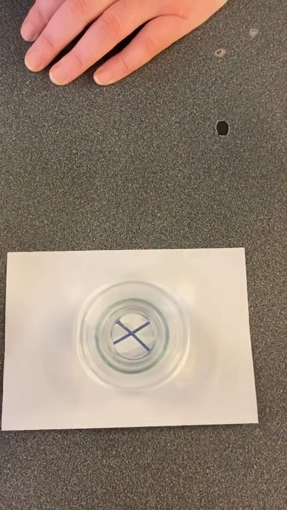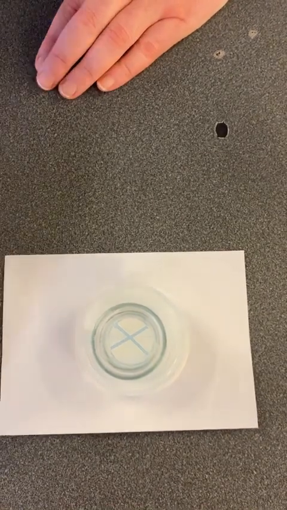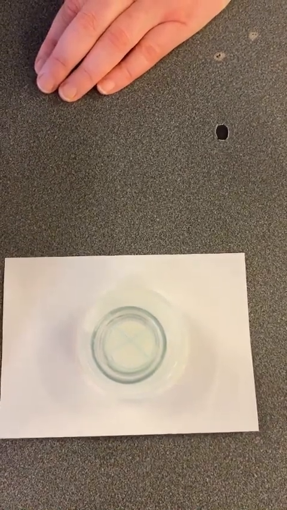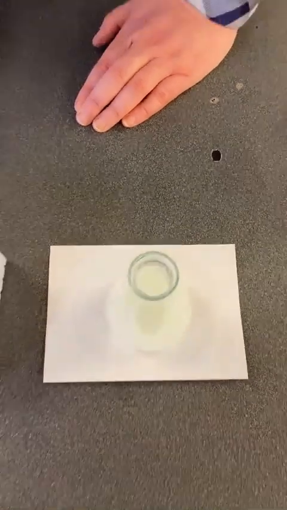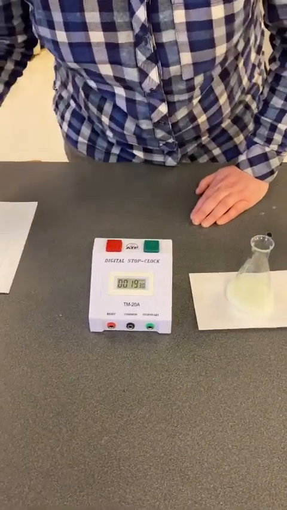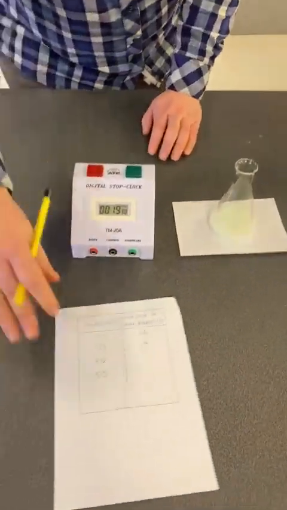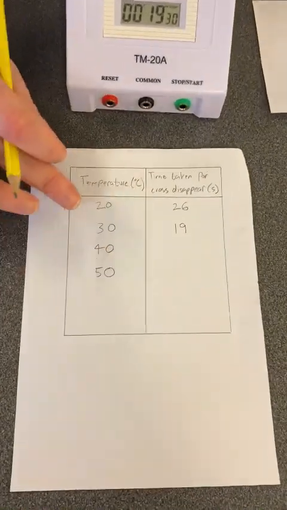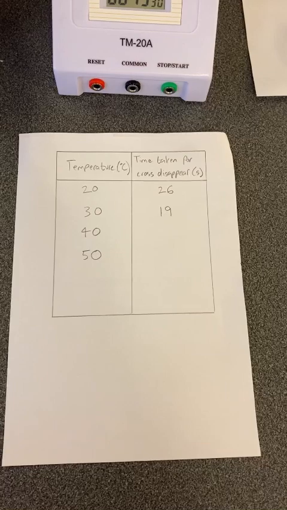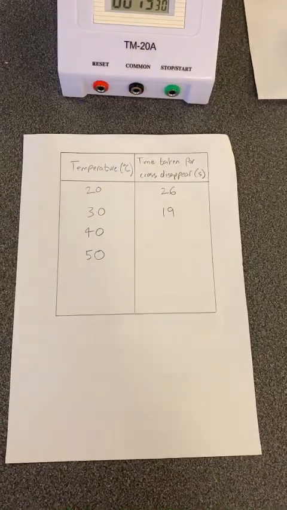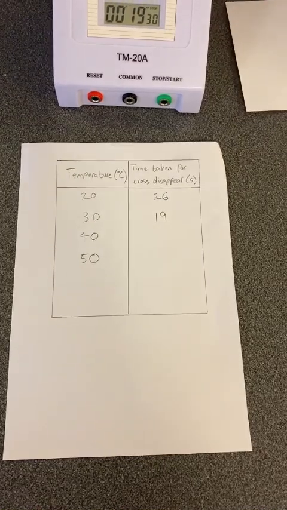You can see it's starting to go cloudy. And as soon as we cannot see the cross anymore, I'm going to press stop on the timer. And now. Okay, let's have a look. The time is 19 seconds. So I'm going to record that on my table. We've got at 20 degrees Celsius, it took 26 seconds for the cross to disappear. At 30 degrees Celsius, it took 19 seconds to disappear. And we're going to repeat the whole experiment again.